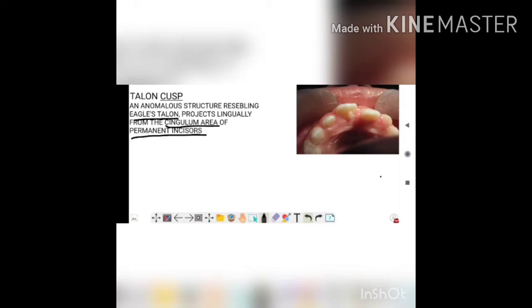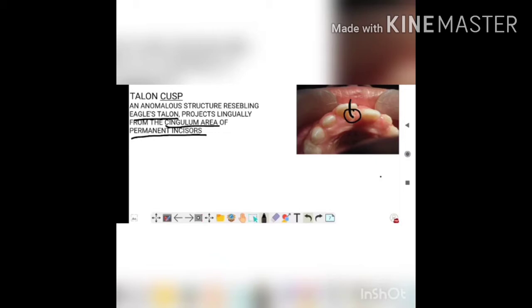Now, what can be the problems related to talon cusp? The first problem is of aesthetics. Suppose, look at this diagram. This is the talon cusp which is shown here. Suppose this is too long. It projects like this outwards. So this will not look good. This is unaesthetic.